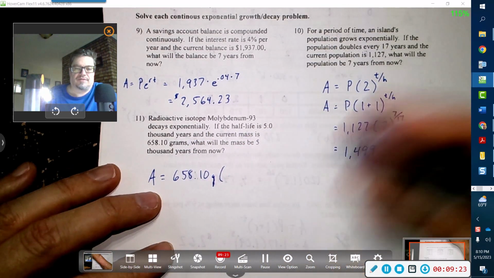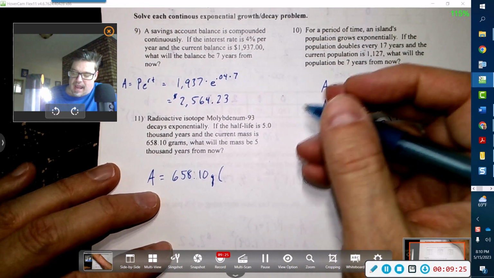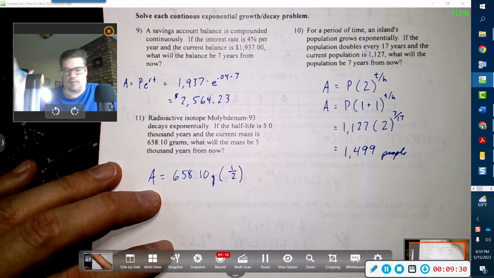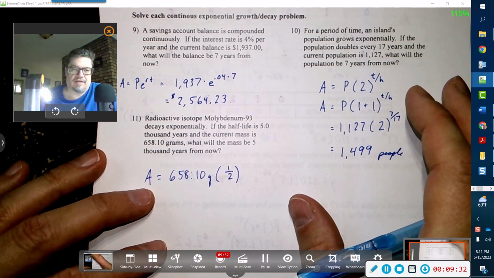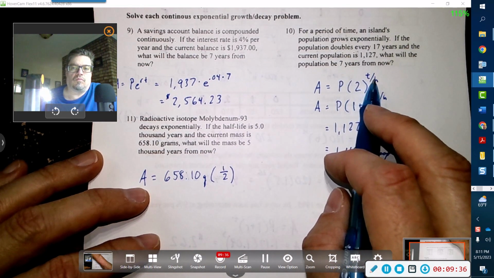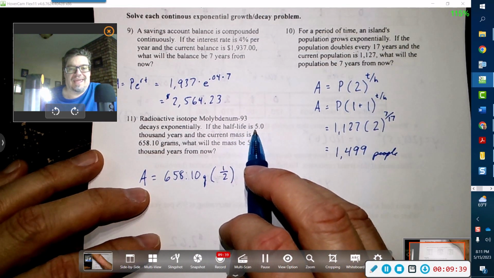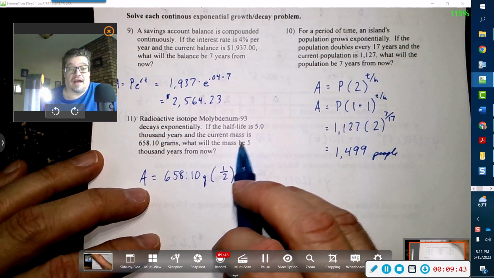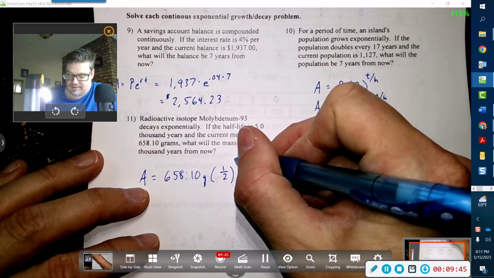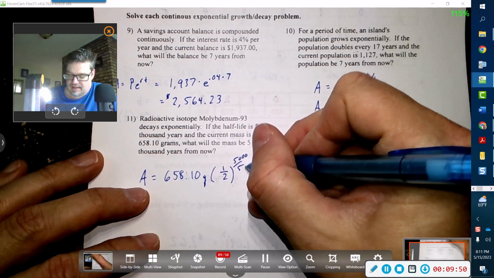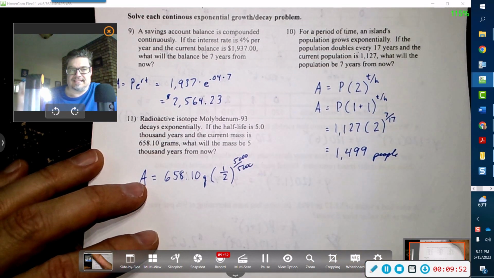I didn't have to put the G there for grams, but I am going to do the half-life thing. So I'll put a half. I want to put 0.5, it's up to you. But here is the half-life thing that we were working on here. If I have a half-life of 5,000, and I wonder what it's going to be like in 5,000, well, then what I'm saying is it's basically 5,000 over 5,000. That's exactly the half-time.